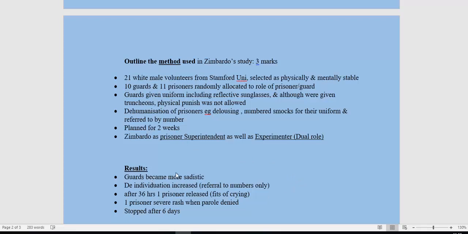Results. As the experiment continued, the guards became more and more sadistic. We had de-individuation occurring. So in other words, things like referring to just numbers only and not prisoner names. Examples like after 36 hours, the first prisoner had to be released because of fits of crying and angry outbursts. One prisoner had a severe rash when his parole was denied. And as we know, it was stopped after 6 days.